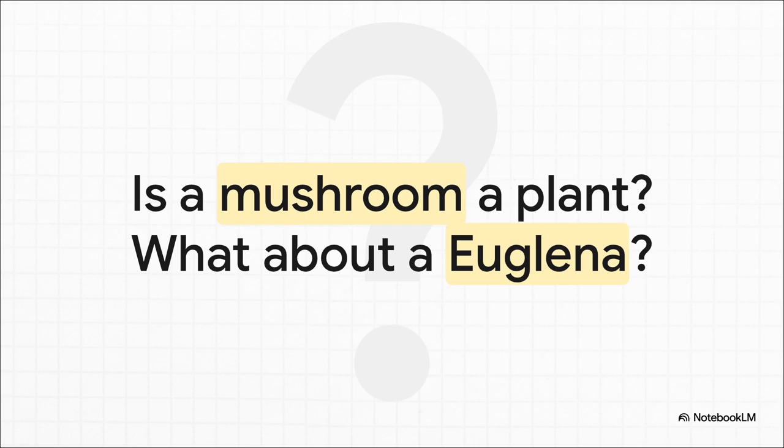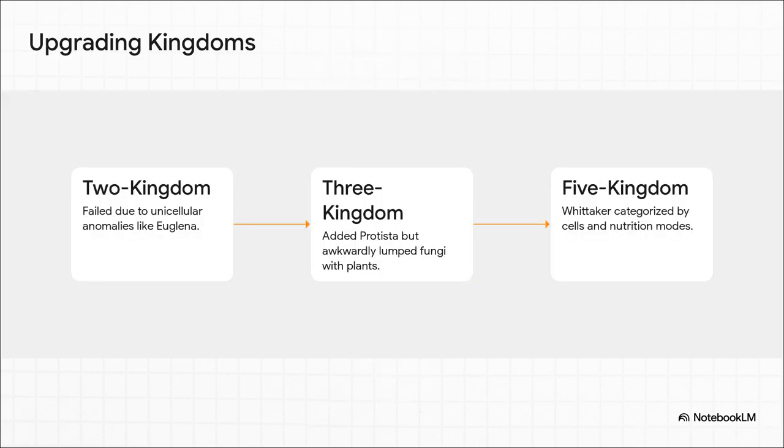But it doesn't work. Euglena have chlorophyll just like plants, but they move around and don't have a cell wall, just like animals. It was a massive taxonomic headache that totally exposed the flaws in the old model. Let's see how this builds over time, because the system had to iterate to solve these anomalies.